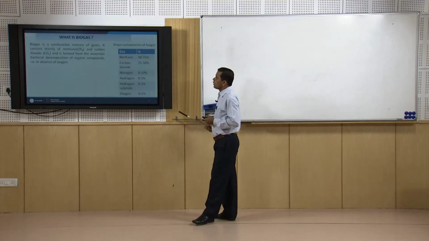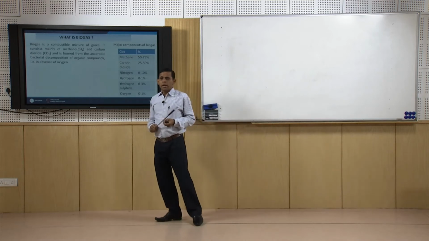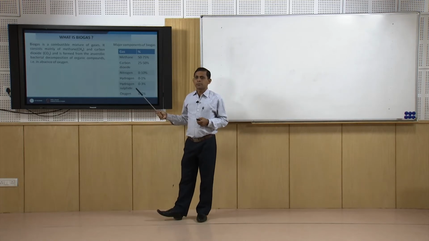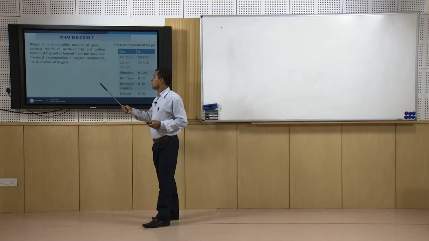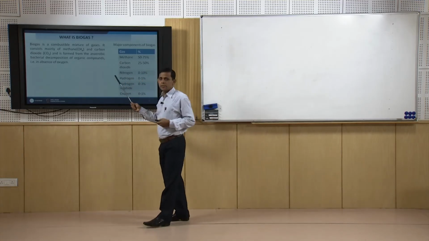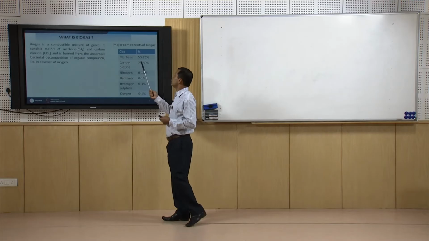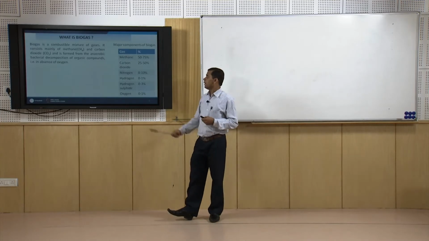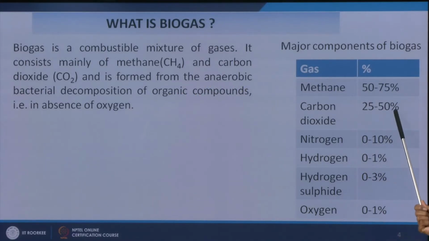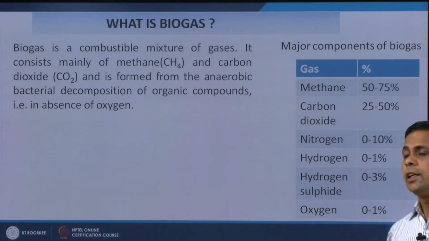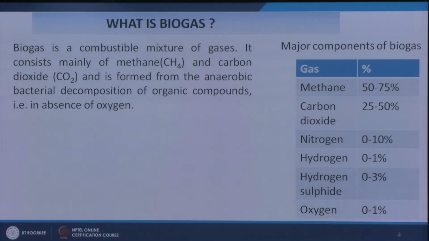Now, we will see what biogas is. Biogas is produced through anaerobic digestion from organic materials, and it contains a significant amount of methane, that is 50 to 75% methane, and the rest is carbon dioxide, 25 to 50%. Apart from these two major components, it may also contain nitrogen 0 to 10%, hydrogen 0 to 1%, H2S hydrogen sulfide 0 to 3%, and in some cases oxygen 0 to 1%.